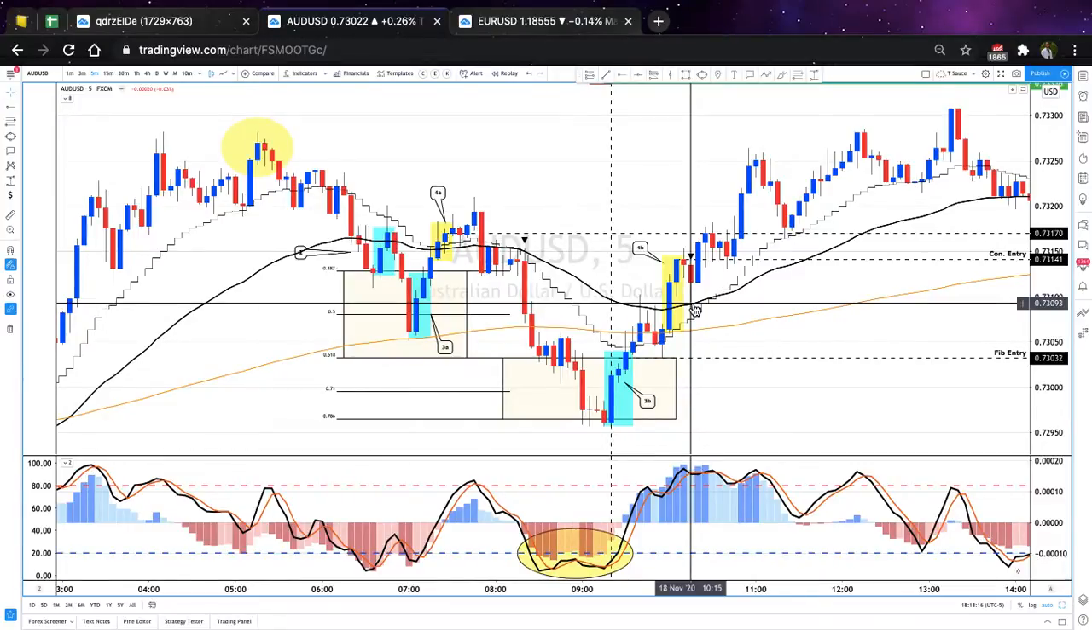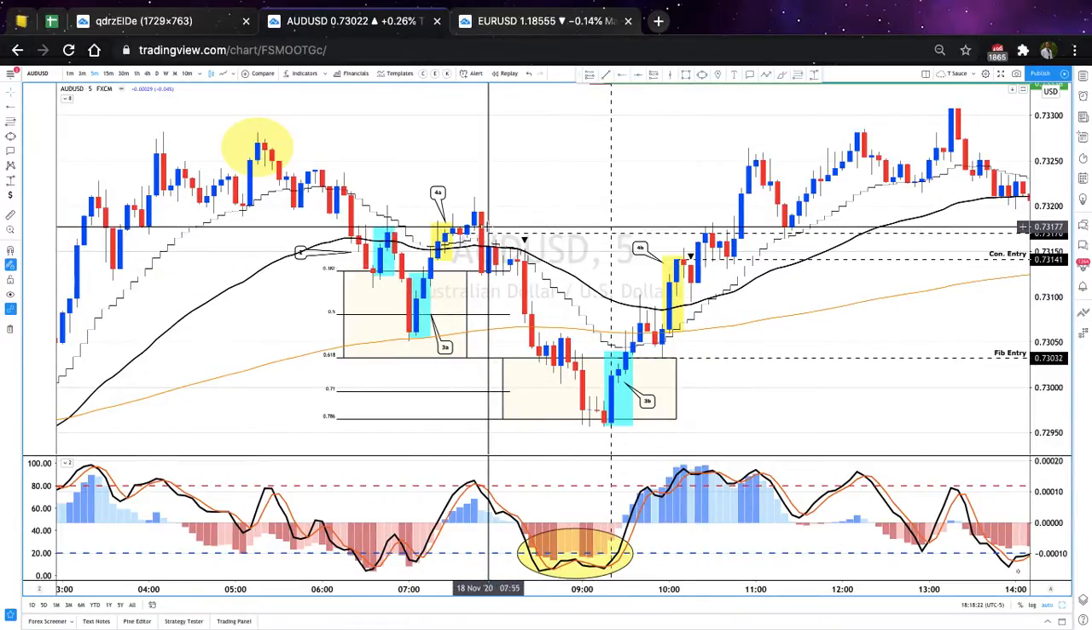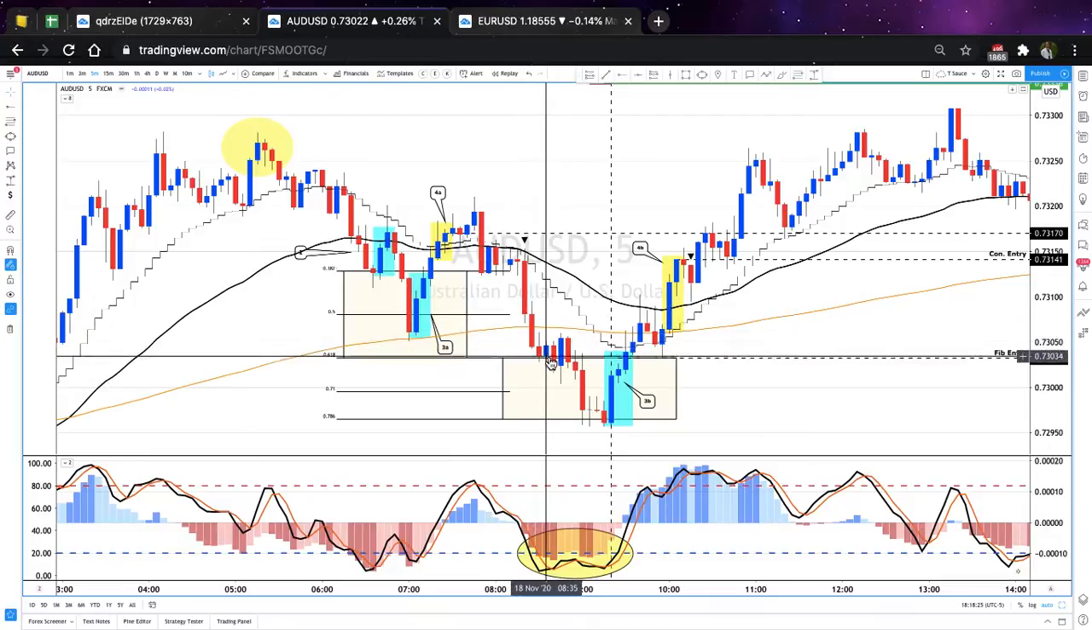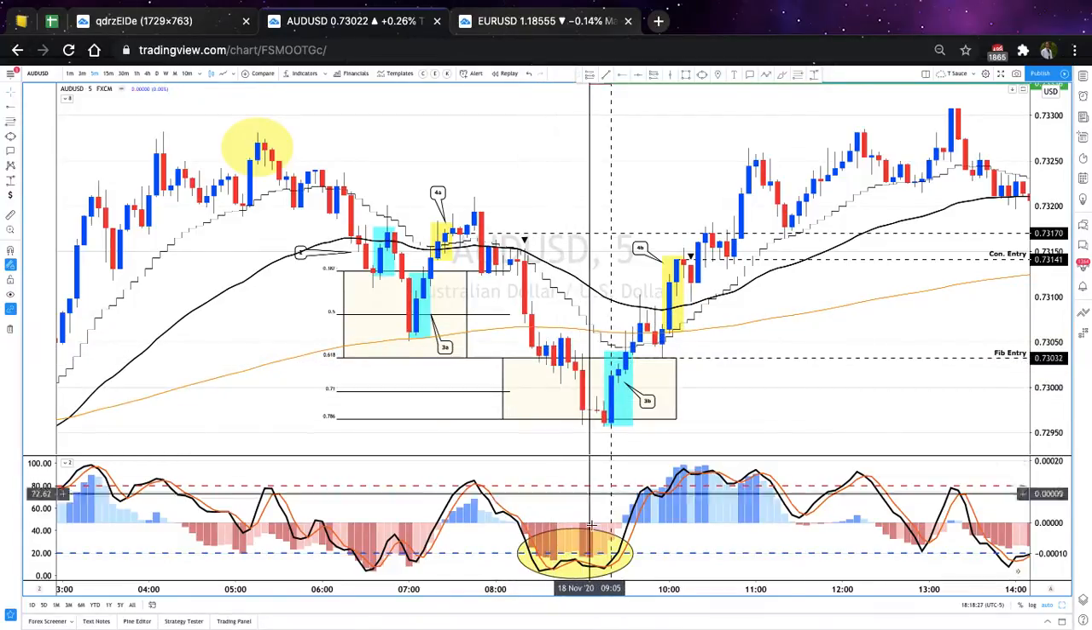Now this is extremely important when you are using two different time frames, because on the 5 minute you can see price exceeded the 200 EMA and even went a little bit further.